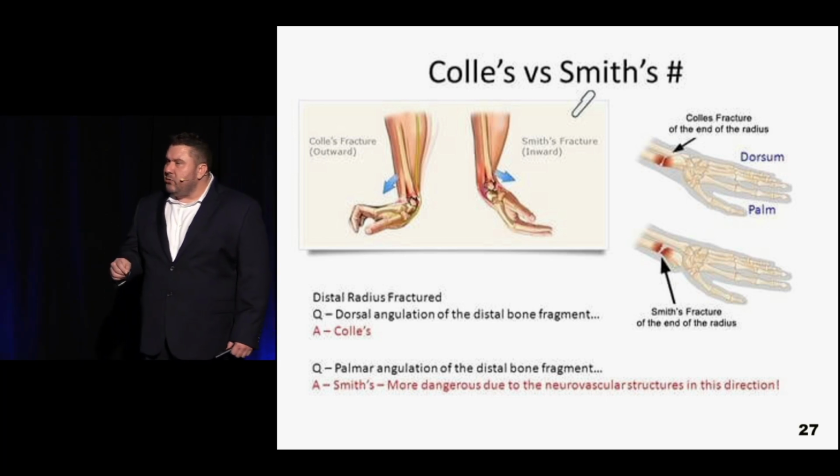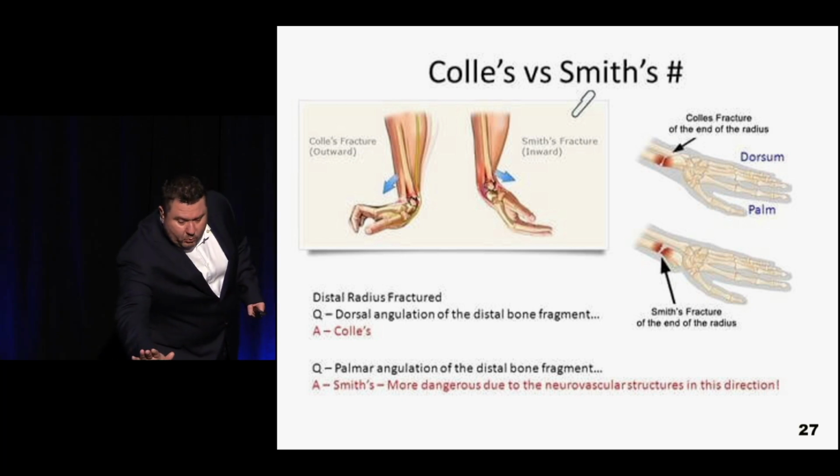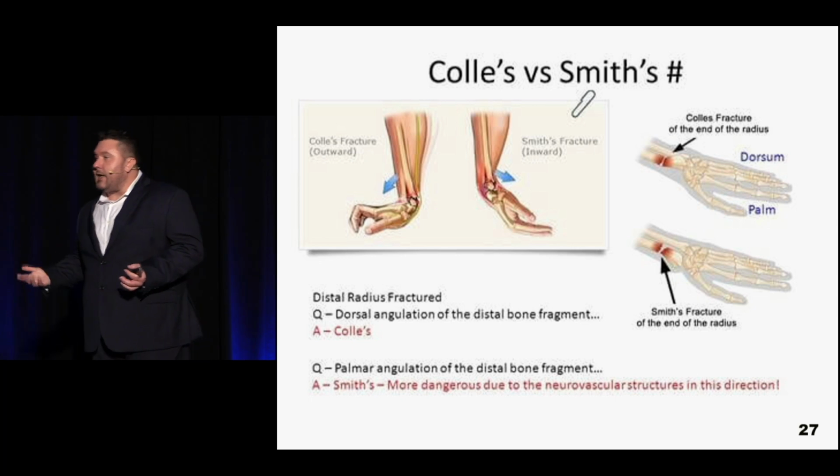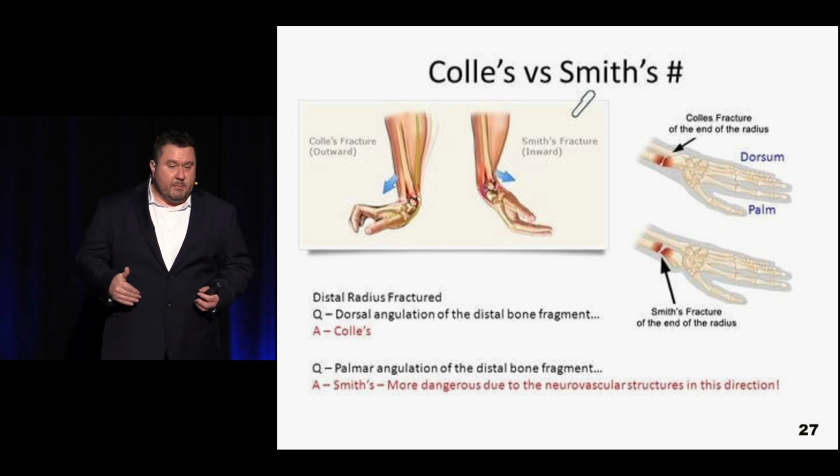So just get the history. What did actually happen? Did they fall and go straight forward, or is it one of those where they landed backwards? That's not a Colles, that's a reverse Colles, or sometimes referred to as a Smith's.